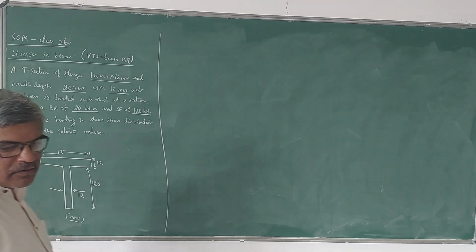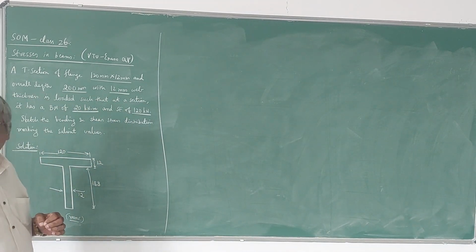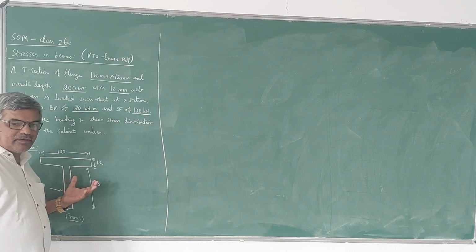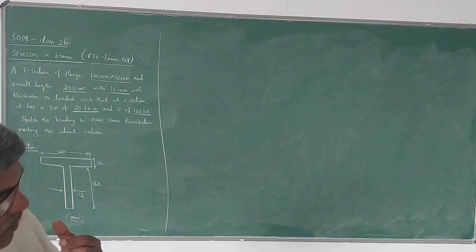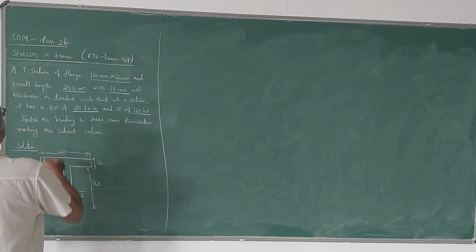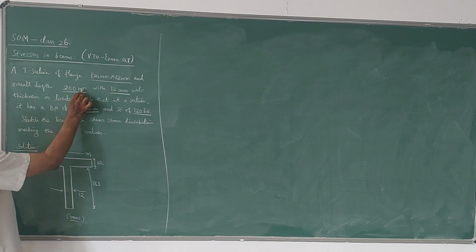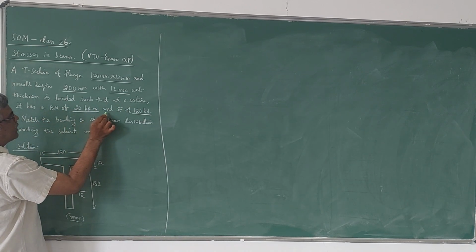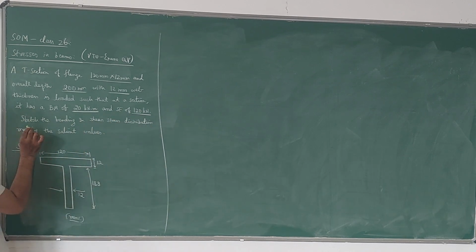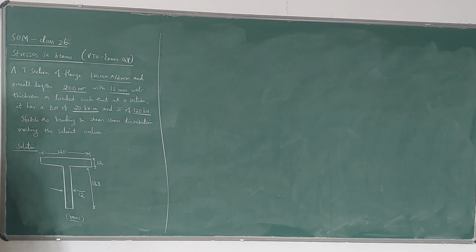So in this class, we will discuss a problem of plotting bending stress and shear stress diagrams for a beam which is having a T section. So this is an examination problem. It runs like this: a T section of flange 120 mm by 12 mm and overall depth 200 mm with 12 mm web thickness is loaded such that at a section it has a bending moment of 20 kN-m and shear force of 120 kN. Sketch the bending and shear stress distribution, marking the salient values.